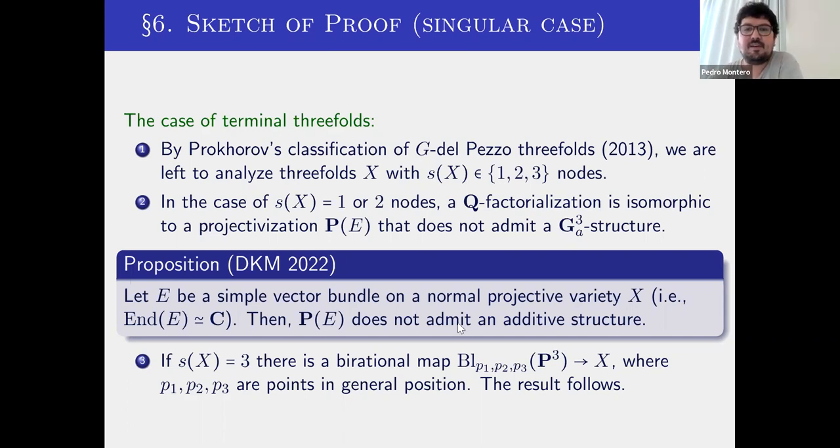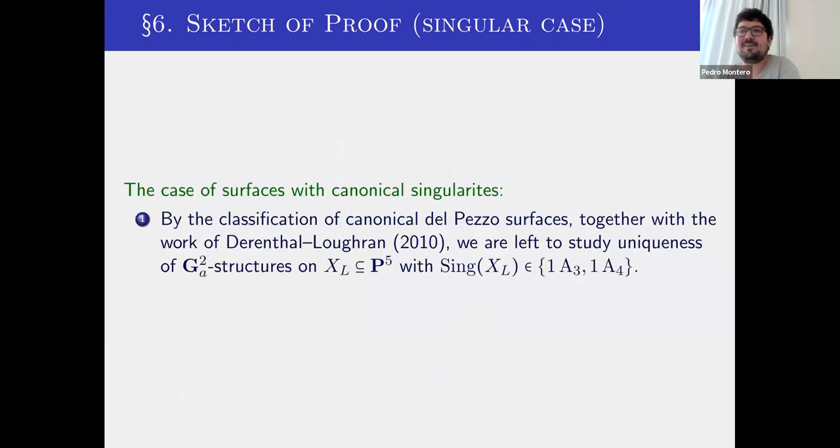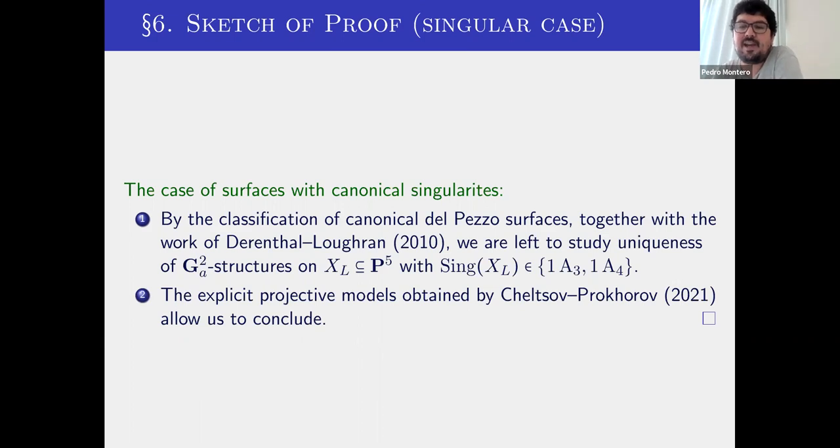And in dimension two, the hard work was already done by Derenthal and Loughran. They studied the existence of additive structures on del Pezzo surfaces. And in the case of degree five, they showed that the only possibilities are these kinds of singularities, A3 and A4. So the only remaining question actually was the uniqueness, and we analyzed the uniqueness using explicit equations that were provided by Ivan Cheltsov and Yuri Prokhorov quite recently. So using these explicit models, we managed to prove the uniqueness.